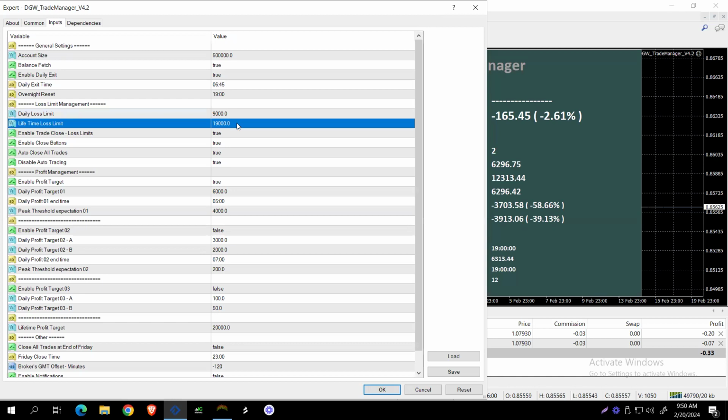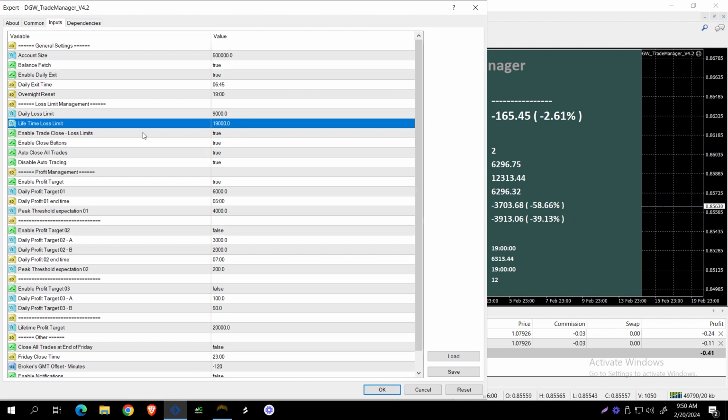Then there's another one, lifetime loss limit. That lifetime loss limit is how much you intend to lose from the beginning of your trade with the robot till the end of the trade with that robot. We set it to 19,000. Meaning, if you lost $1,000 this week, next week you lost $1,000, and you are losing like that, in the 19th week, it will close all trades and the robot will not be able to open any trade again.